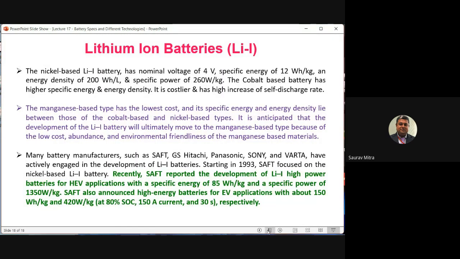It is saying that the nickel-based lithium-ion battery has a nominal voltage of 4 volt. So this you should remember. The nickel-based lithium-ion battery has a nominal voltage of 4 volt. Tesla, what I studied, was having 3 volt batteries, 3 volt batteries connected in series and parallel. And Saft, GS, Panasonic, Sony, they are the companies in battery technology. So with this, I will stop today's lecture.